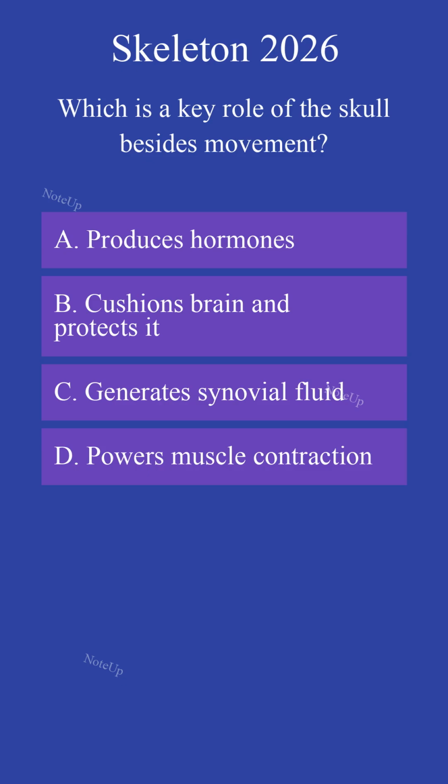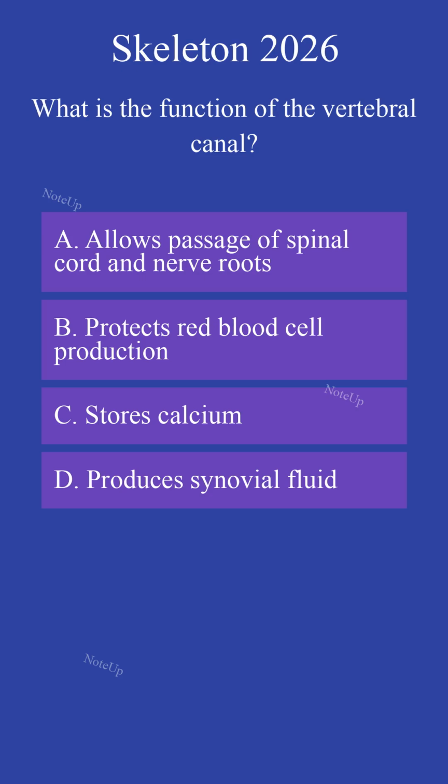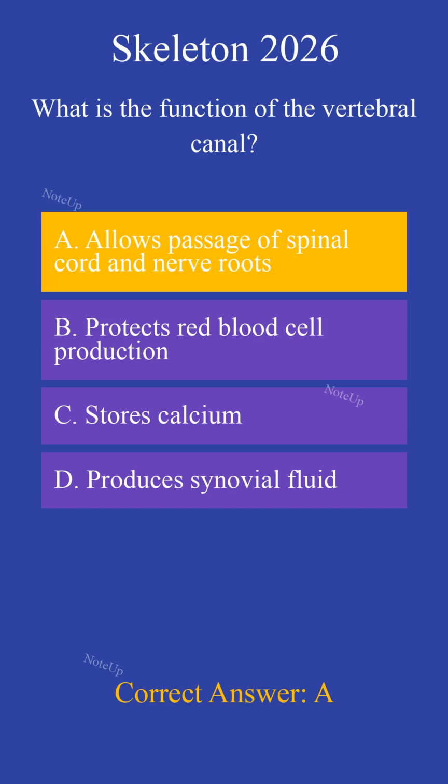Which is a key role of the skull besides movement? The correct answer is B. Cushions brain and protects it. What is the function of the vertebral canal? The correct answer is A. Allows passage of spinal cord and nerve roots.